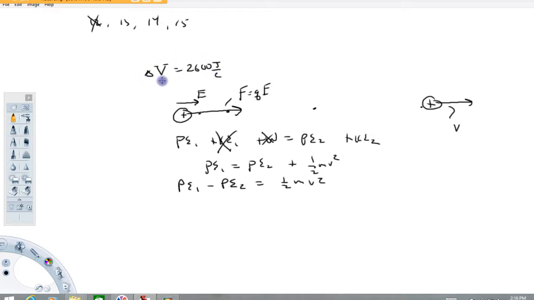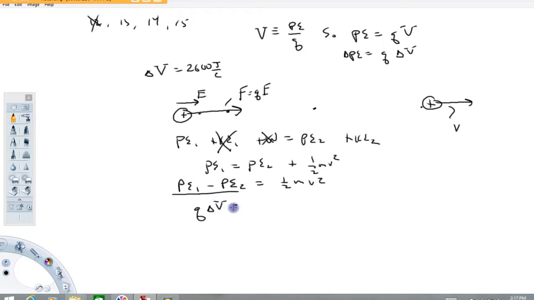This potential difference is given to be 2600 joules per coulomb. You just have to know what this is. Remember that electric potential, that's what this thing stands for, is defined as potential energy per unit charge. So that means potential energy is equal to charge times potential. And that means the difference in potential energy is equal to charge times the difference in potential. This right here is the difference in potential energy. This is equal to the charge times the difference in potential.